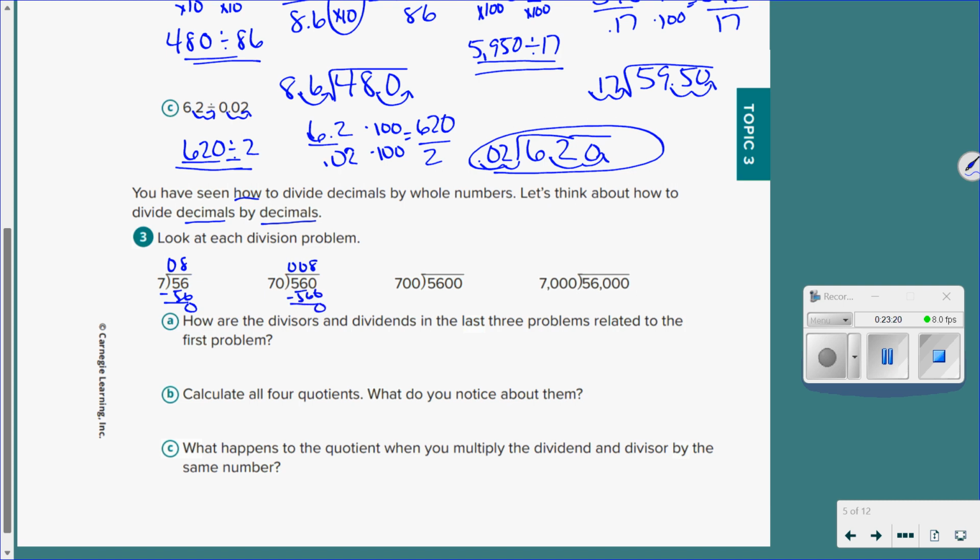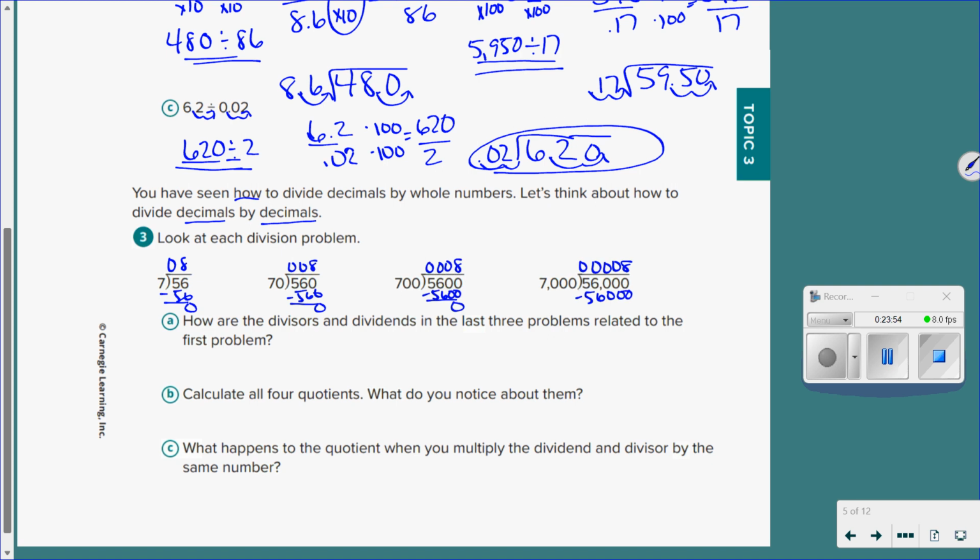Will 700 go into 5? Into 56? No. Into 560? No. Into 5,600? Yes. How many times? Make sure you write this down. Will 7,000 go into 5? No. Into 56? No. Into 560? No. Into 5,600? No, 7,000 is bigger than 5,600. Into 56,000? Yes. How many times? 8.